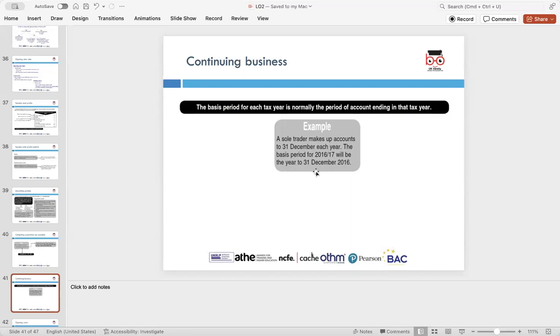So here you can see examples. Since your accounting period ends on 31st December 2016, the basis period of the tax year 2016-17 will be the year up to 31st December 2016. The basis period for tax is the same as your accounting period. It helps determine which profits or losses are taxable for a particular tax year. So any income you earn or expenses you incur during the basis period will be considered for taxation in the corresponding tax year.